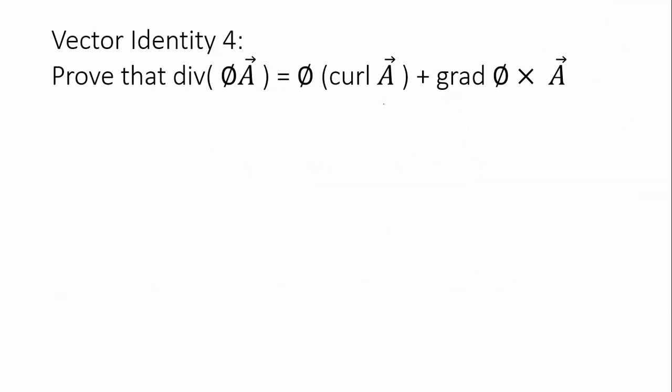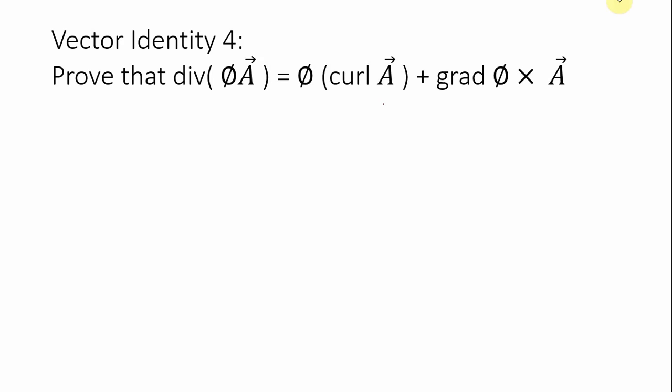So today's lecture we see vector identity 4. Prove that divergence of phi a bar is equal to phi divergence a bar plus gradient phi dot a bar, students. So we already discussed what is divergence, curl, how the scalar point function phi is there, the vector point function a bar is there. So this is another very important vector identity 4. They have given just prove that, so LHS must be equal to RHS students.